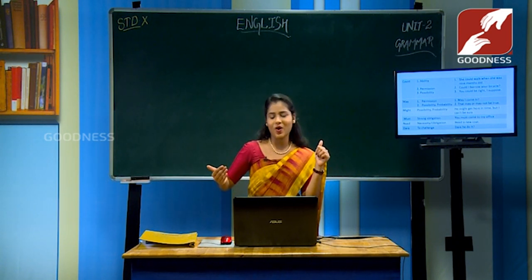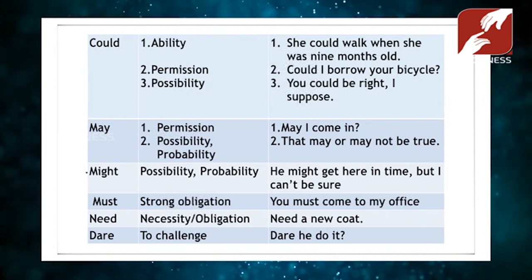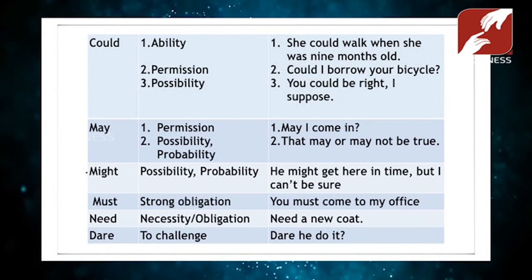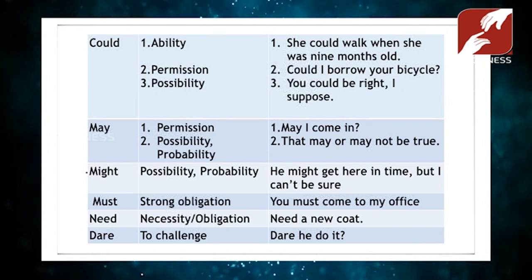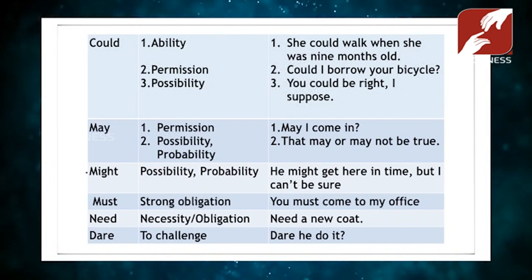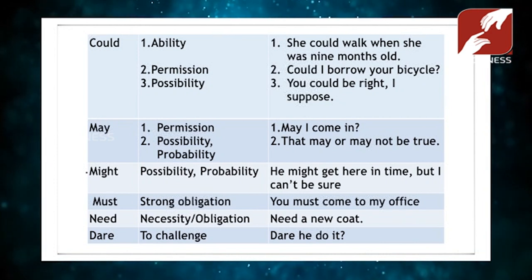And the next modal auxiliary is must. Must is used to denote a strong obligation or a strong decision. For example, you must come to my office. This is an example of strong obligation.